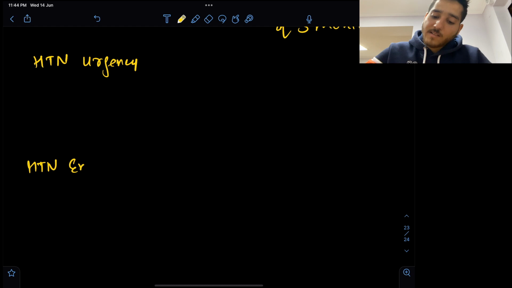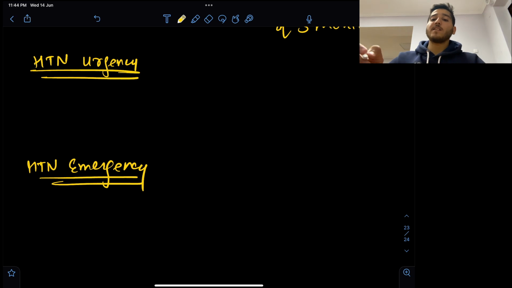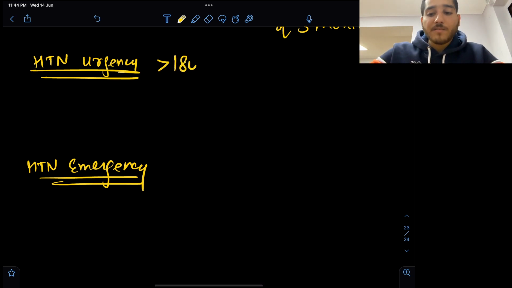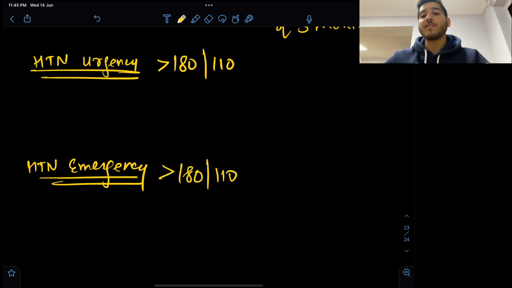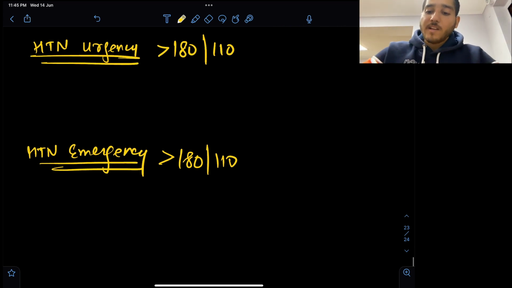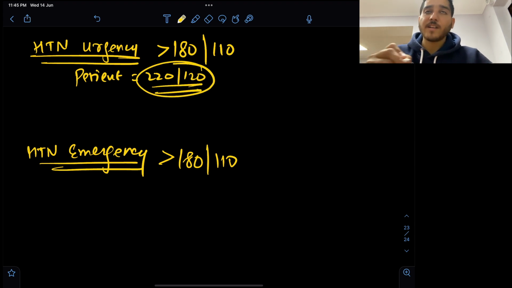There's something known as hypertensive urgency and hypertensive emergency. See, whenever you get a patient with blood pressure readings more than 180/110, you can definitely tell that either this is hypertensive urgency or emergency. So blood pressure more than 180/110, this can be urgency or emergency, right? But if in a patient having blood pressure, let's say 220/120, this is high, very high blood pressure, right?